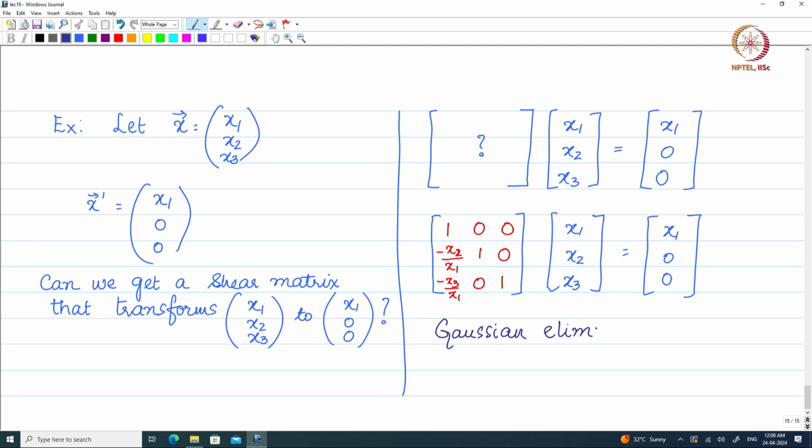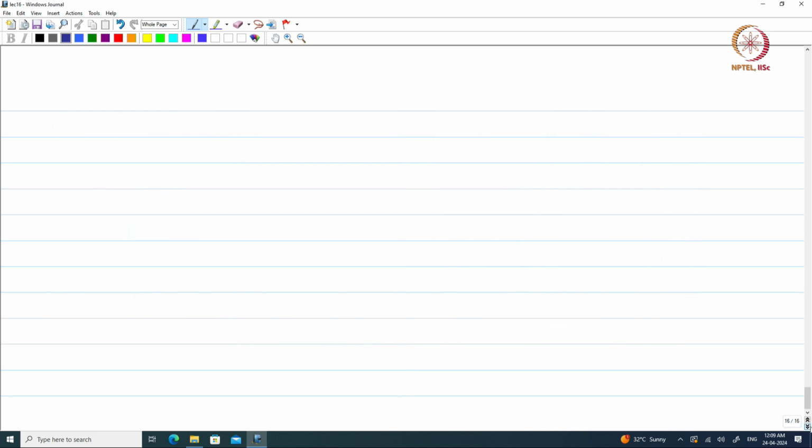So it is useful in Gaussian elimination, right? So this is basically the idea of shear, and we see this.